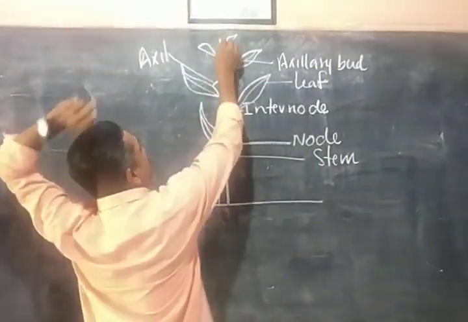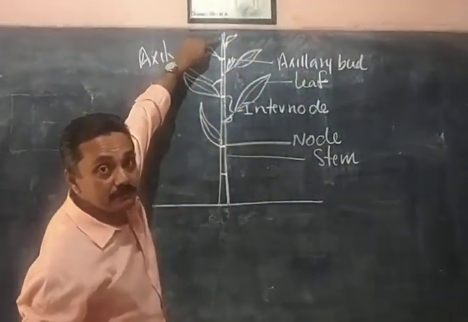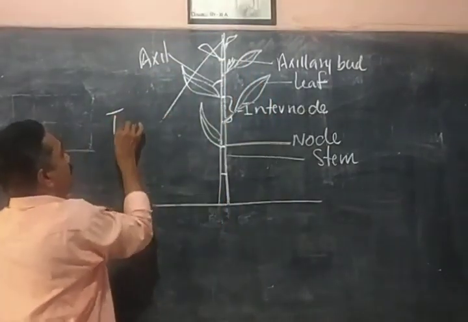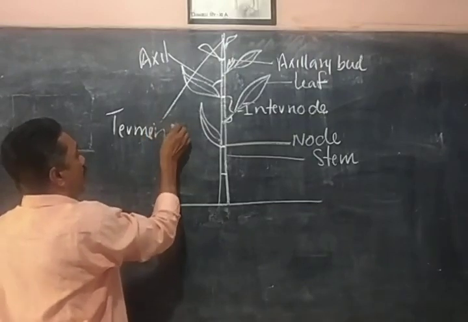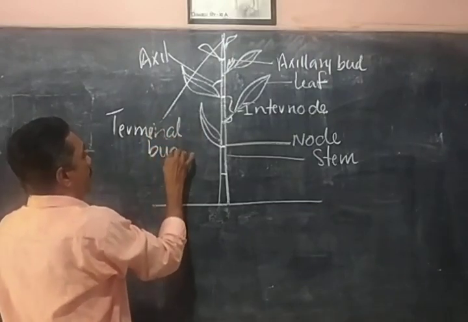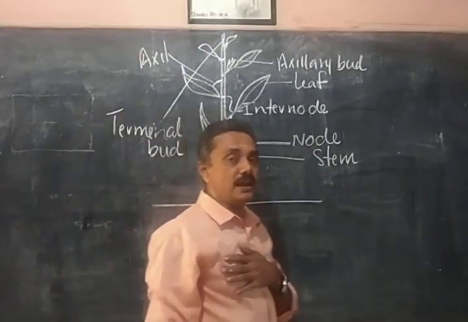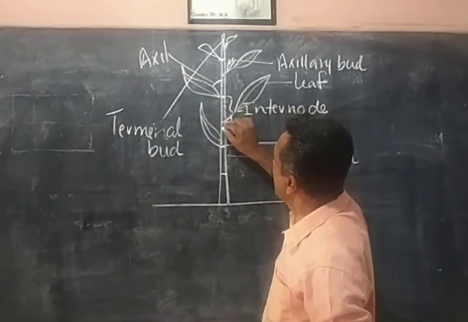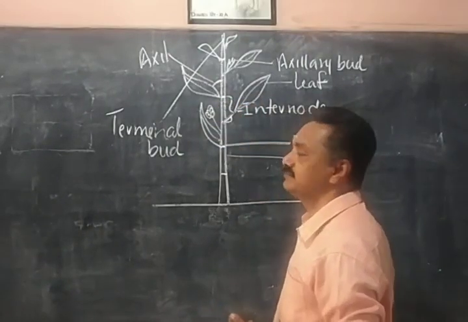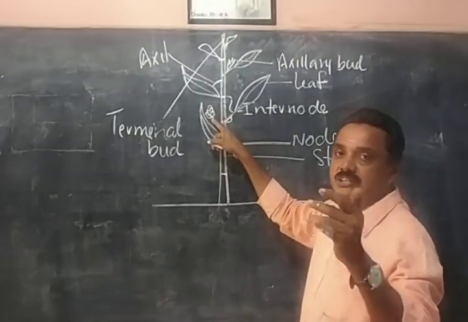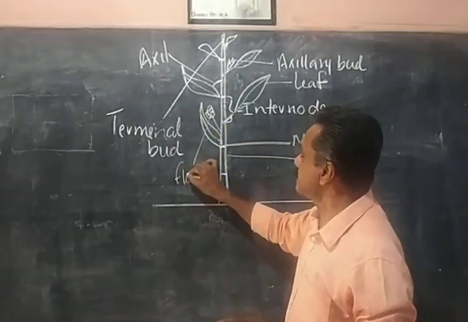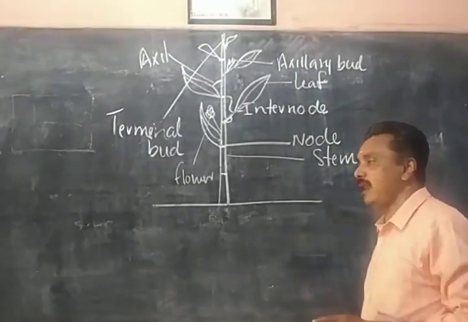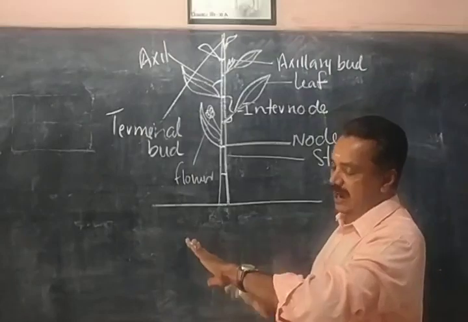And at the tip there is a bud. The bud present in the tip is called terminal bud. At the time of reproduction, this shoot system produces flowers, fruits and seeds. These are the flowers, then fruits, then seeds. So, a typical shoot system consists of these parts.